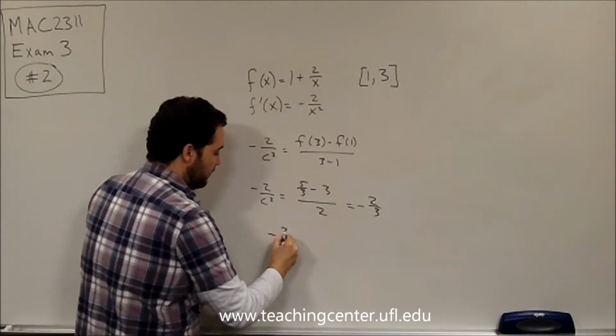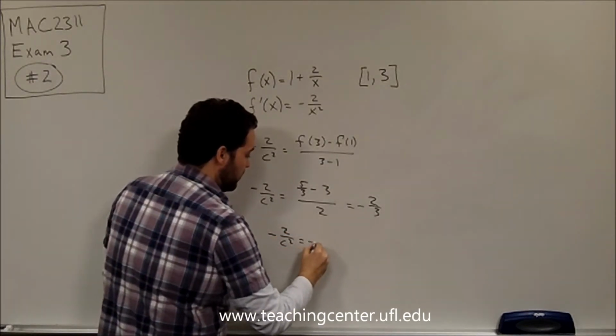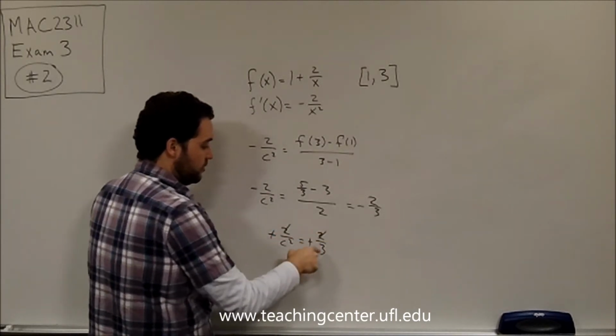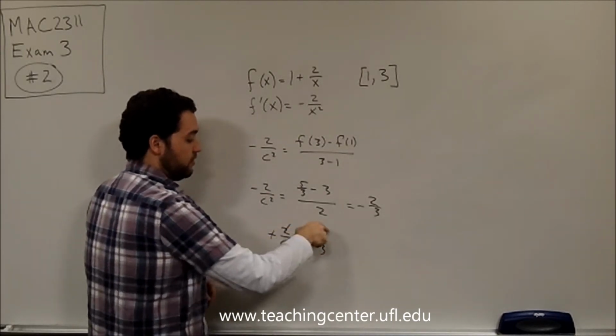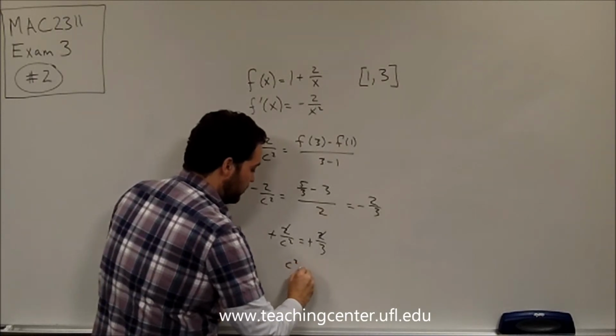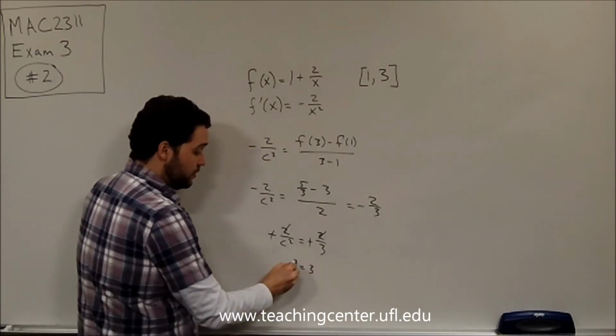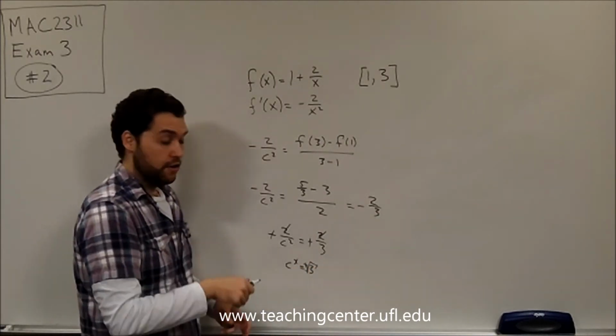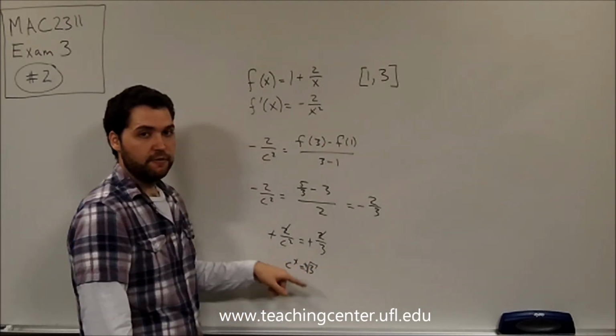So then you have negative 2 over c squared is equal to negative 2/3. The negative and negative cancel out, the 2 and the 2 cancel out. You can cross multiply and get 3 over here and c squared over there. So you end up with c squared is equal to 3. Then you take the square root of both sides. Remember, when you take the square root, you get plus or minus. So now we're getting c equals plus or minus square root of 3.